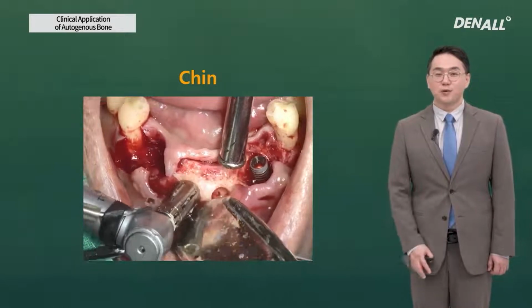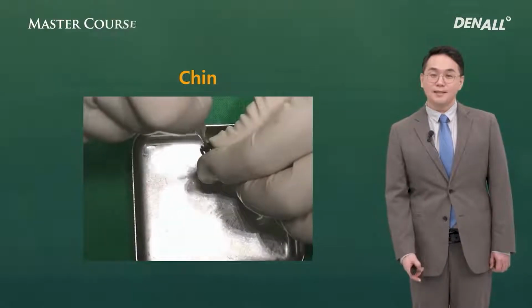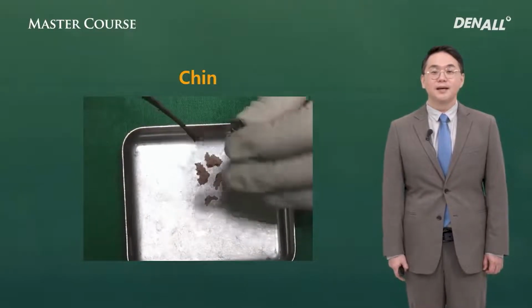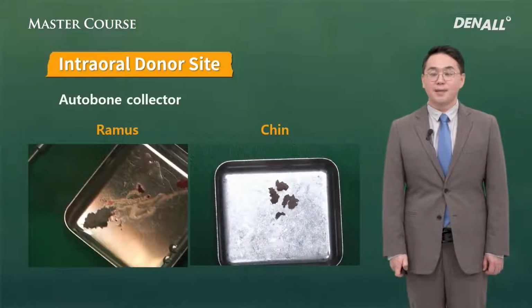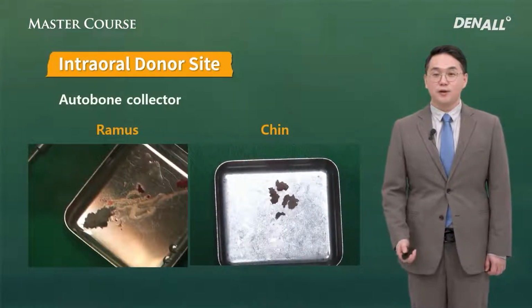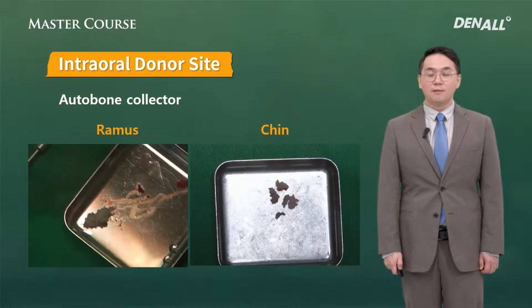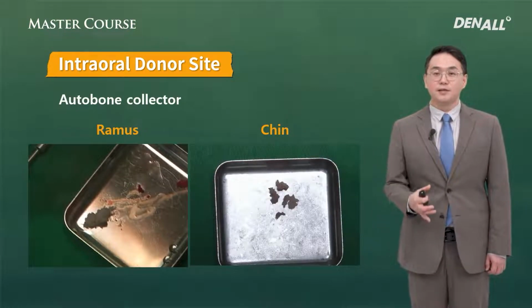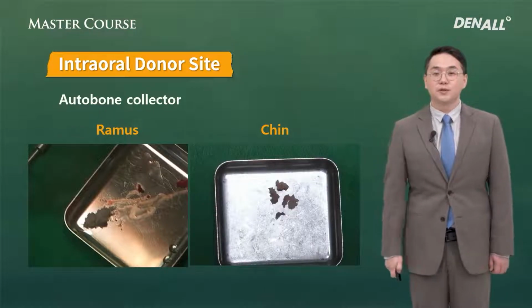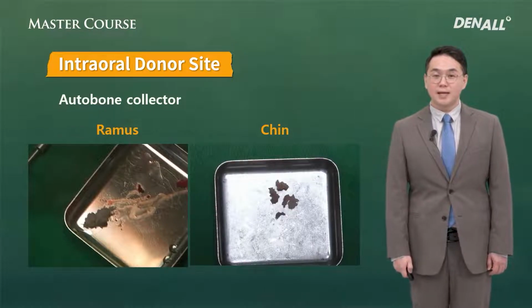This is the initial auto bone collector model used in ramus. It had disposable plastic stoppers, but now it is made of metal and reusable after autoclaving. In this way, the autogenous bone can be harvested easily but not in large amount, but good enough to fill the bone defect around an implant.